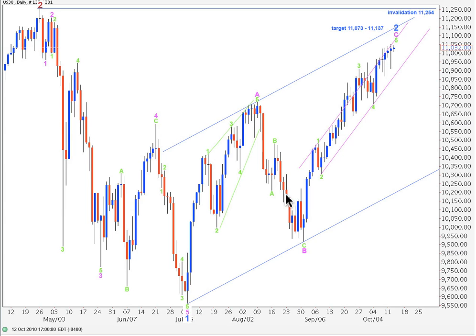The most common relationship between A and C in a zigzag is one of equality, and that will be achieved when price rises to 11,073 points. That's the lower end of my target zone there. Further upwards movement must be contained below 11,254. Wave 2 blue can move right up to touch the start of wave 1, but price cannot move beyond the start of wave 1 or above 11,254.